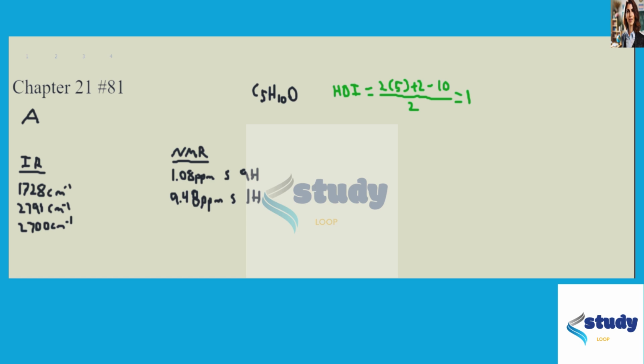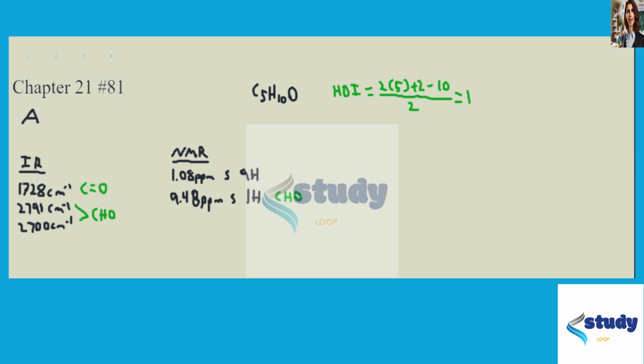Looking at the IR data, we have a peak at 1728. That is going to be indicative of a carbon-oxygen double bond. And then the other 2 peaks that we have between 2700 and 2791, that is going to indicate an aldehyde. So that's our 1 degree of unsaturation. So then looking at the NMR signals, our second signal at 9.48 ppm with an integration of 1 is very far downfield. And so that is indicative of an aldehyde.